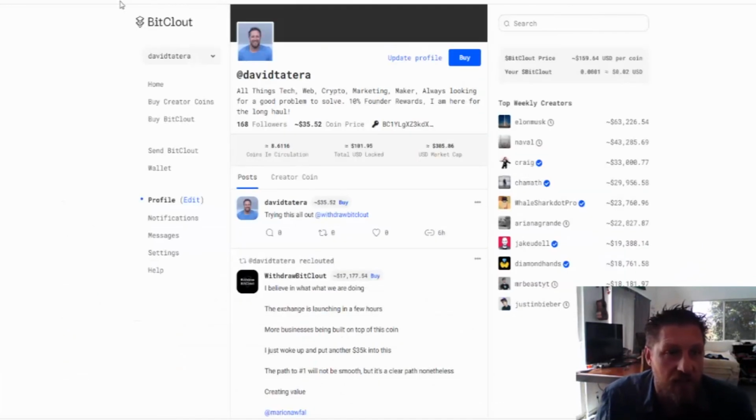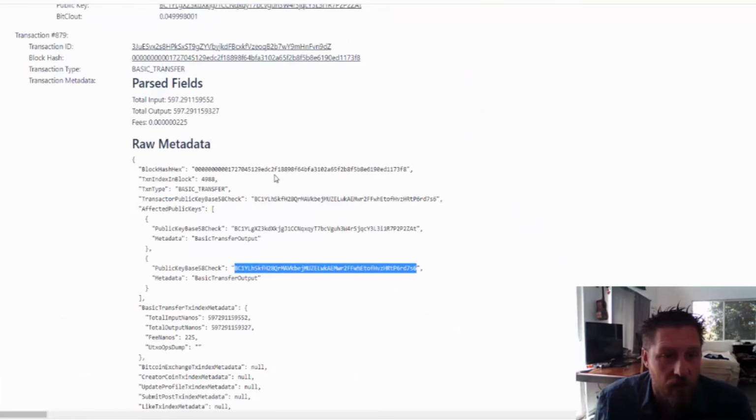I hope this helps you guys to understand the Block Explorer a little bit better and be able to see what kind of transactions are going in and out.